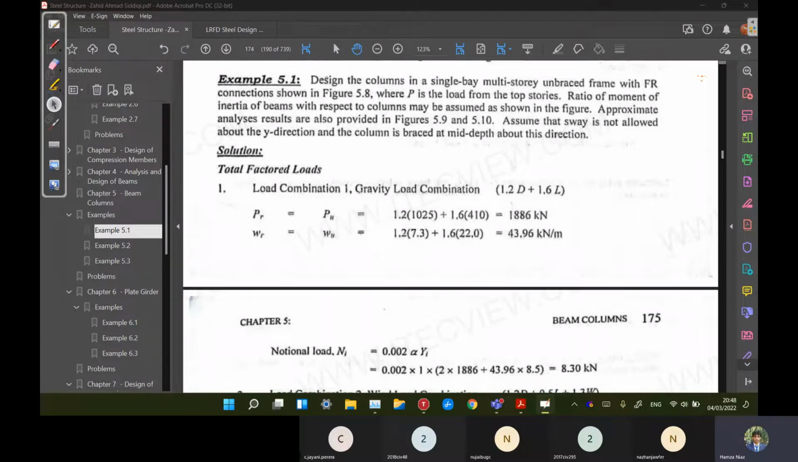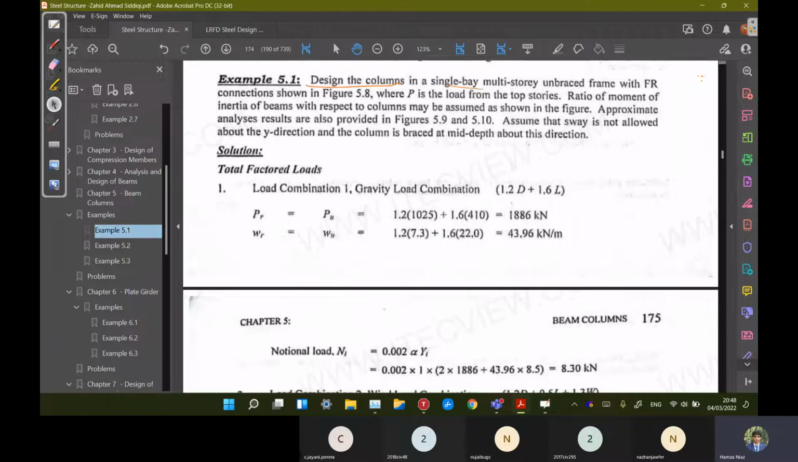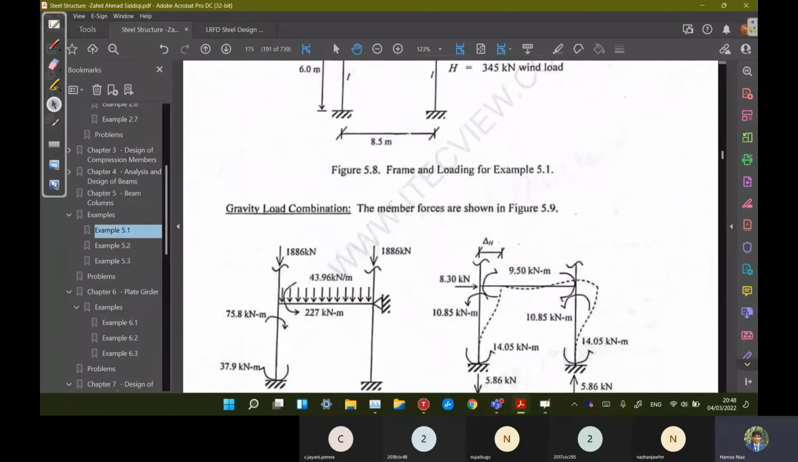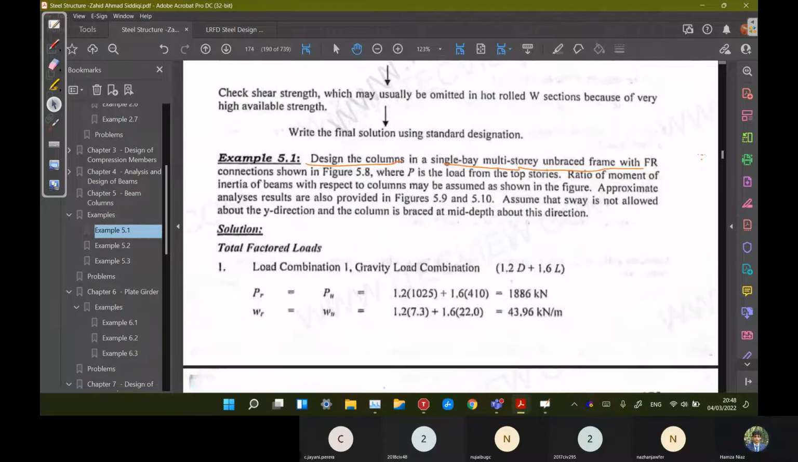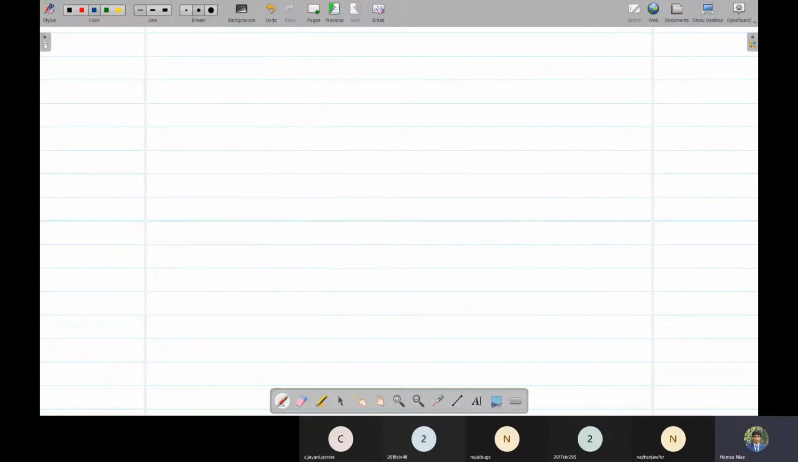They are asking that design the columns in a single bay multi-story unbraced frame. So even if the figure is not given, we can create it. In this question, they have given this image, but even if in the paper only the statement is given, we have to make the image from this. So they are saying single bay multi-story frame. Single bay means columns like this. So this is single bay.